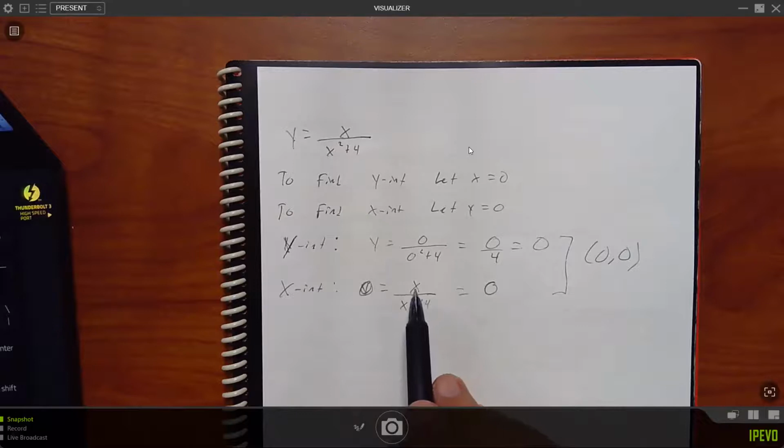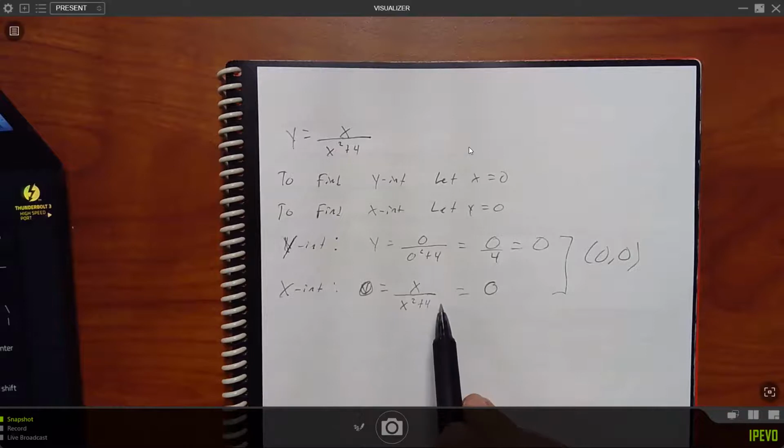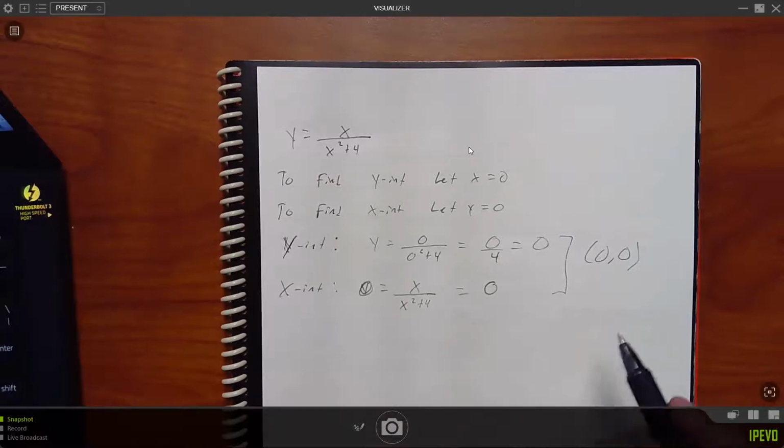The only way is if the top is 0. You see what I mean? 0 divided by this is 0. Oh, okay, that makes sense. Yeah, there's not much work to do, honestly, because you just set the top part to 0 and you end up with 0.